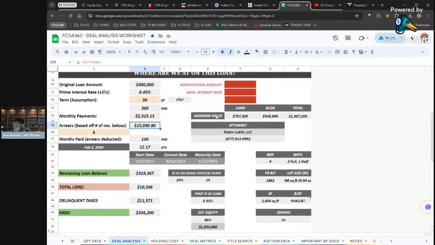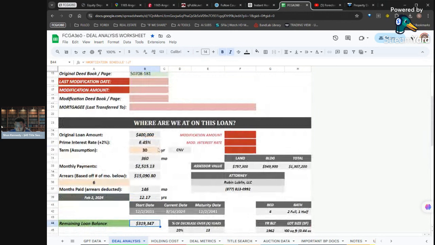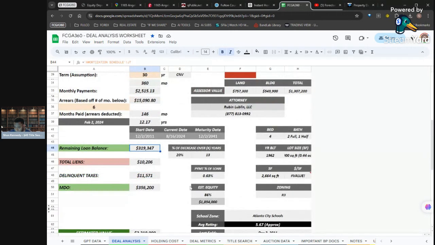reinstate the loan. The assessor is saying that this property is worth 1.3 million. Land value is going crazy over here. Remaining loan balance would be 319 over the course of 13 years. They only paid off 20% of the loan. Ain't that crazy?